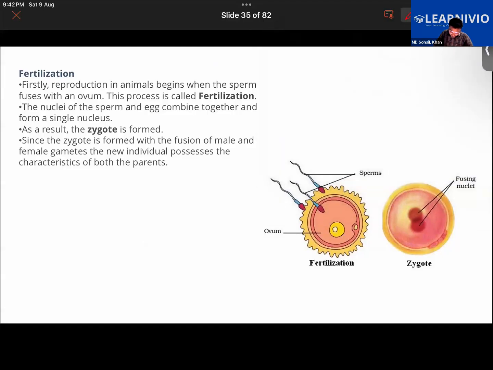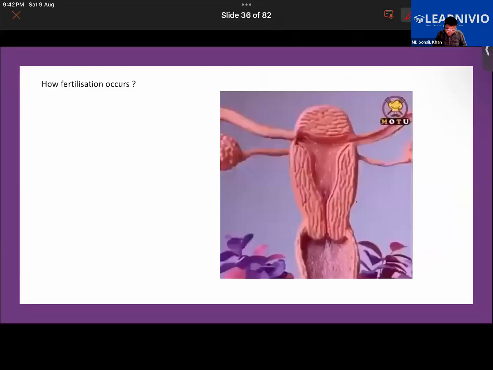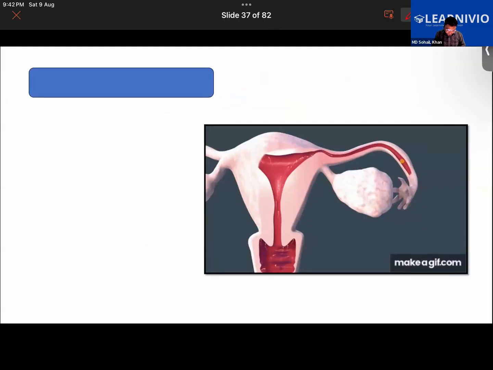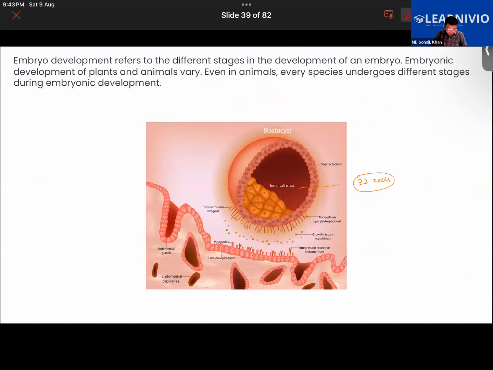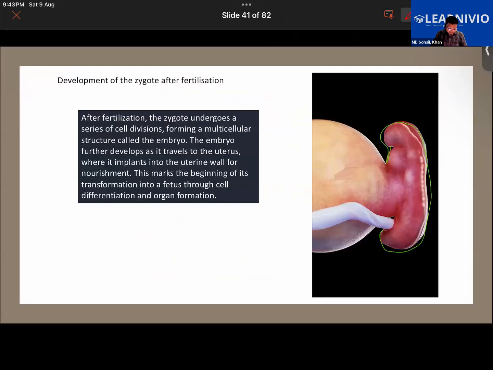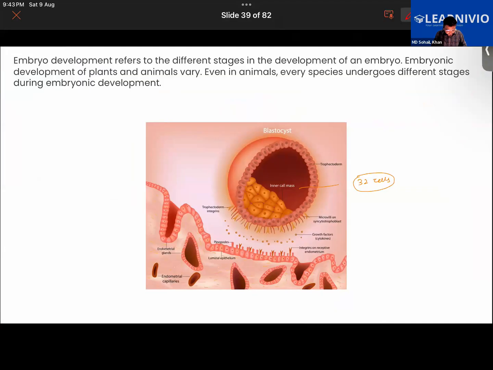Now we are going to learn about fertilization. How it occurs, where it occurs. After fertilization, the embryo that is formed, how does it grow? We'll be learning about that. What is embryo? What is fetus? What is the difference between them? We'll be learning about such things as well. So let's continue from here.